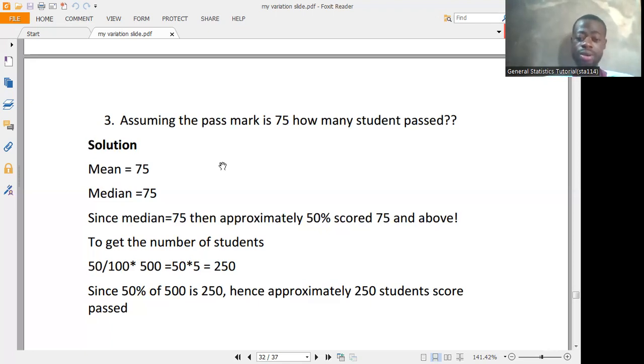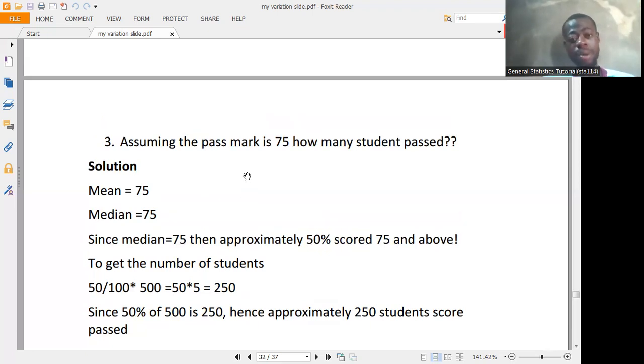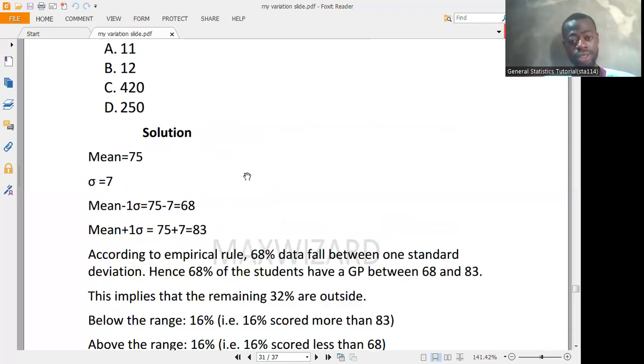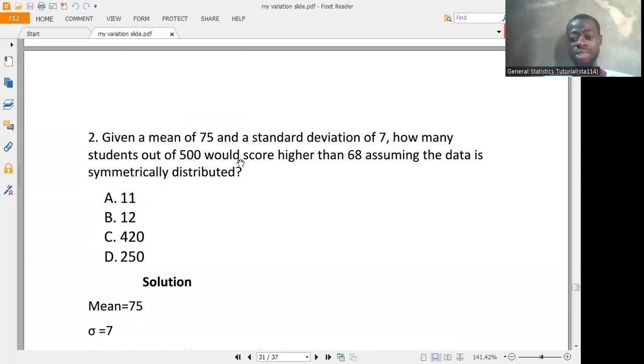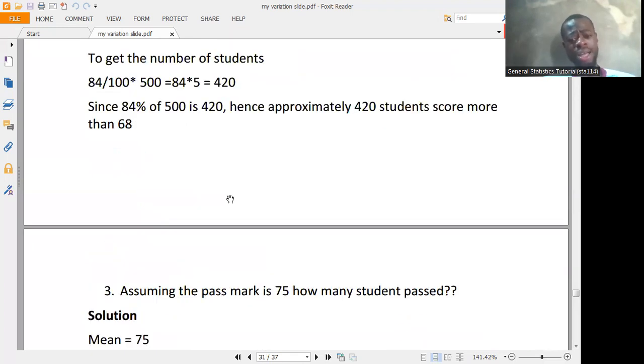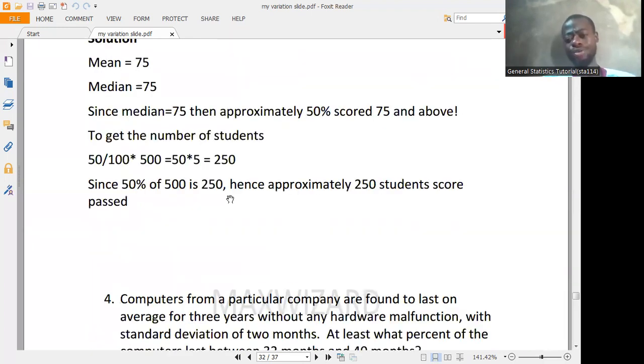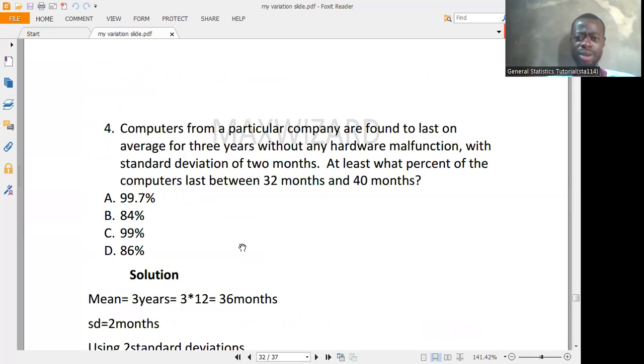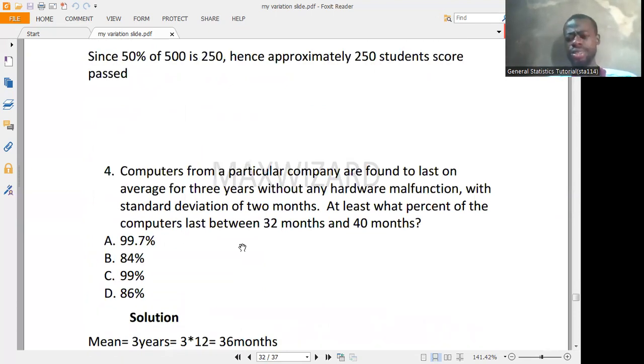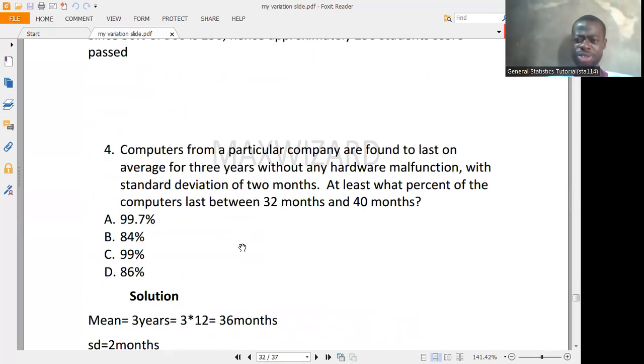In that case, we can apply that to the number of students we have. In the question, if you check, the number of students we are given here is 500. The question says the students out of 500. So if 50% of the students pass, that means 250 of them have the pass score. So in that case, the question is easily solved. We can say 50% of them, and that gives us 250. So we can say 250 students passed the exam or the test. That's very interesting, I believe.